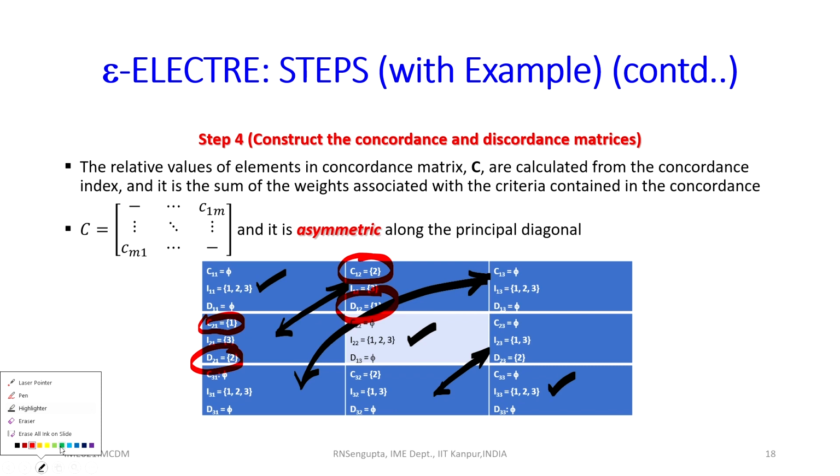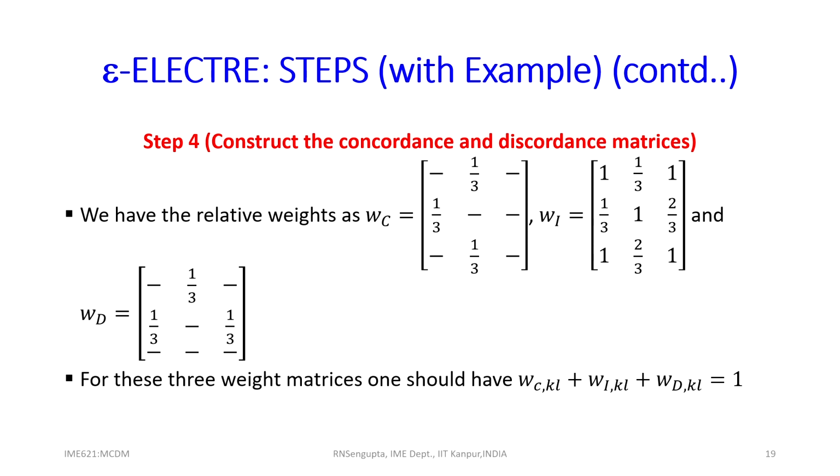Similarly, if I use this set, C23 is 2 and null, D32, D23 it is null and 2. That means, trying to compare them based on the ideas of concordance, discordance and indifference would give you different results. Considering the concordance, discordance, we have the relative weights for the concordance concept. I add up the weights. So, the weights are given, with which I construct the concordance, discordance and indifference matrices.